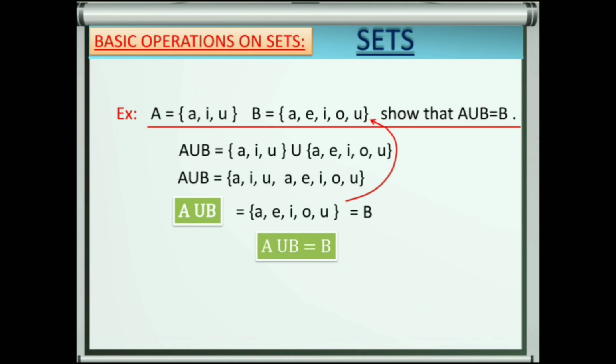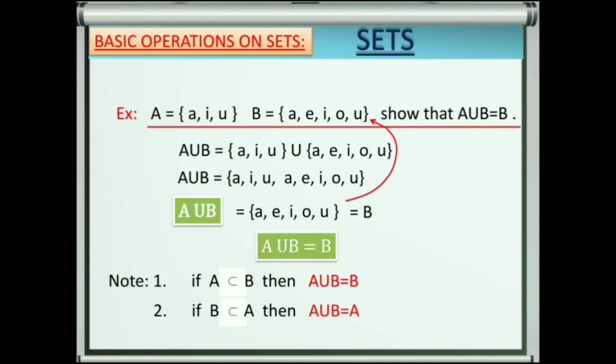So we get here A union B is equal to B. Why? Because A is a subset of B. That's why we can say that if A is a subset of B, then A union B is equal to B. Similarly, in case B is a subset of A, then what happens? Then A union B is equal to A. Here the bigger set is A, that's why we get A union B is equal to A. These are all the examples for union of sets.